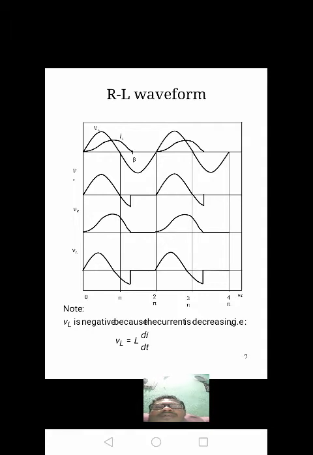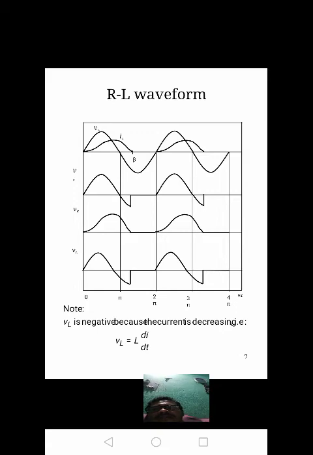Initially, the current is lagging due to voltage and current waveforms. The supply voltage and output current: the supply voltage is a sinusoidal waveform, and the output current waveform gradually increases and then decreases. But when the voltage is 0, the current value is suddenly not 0; it lags. At that beta value it should become 0.